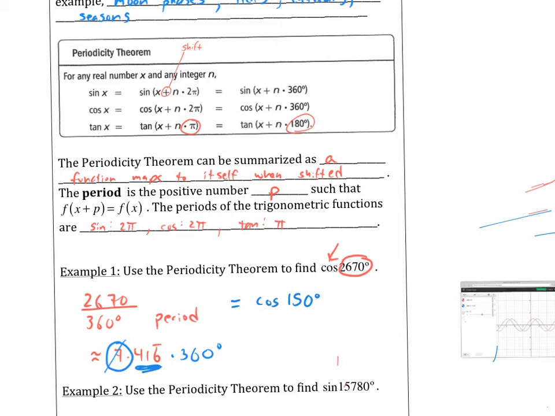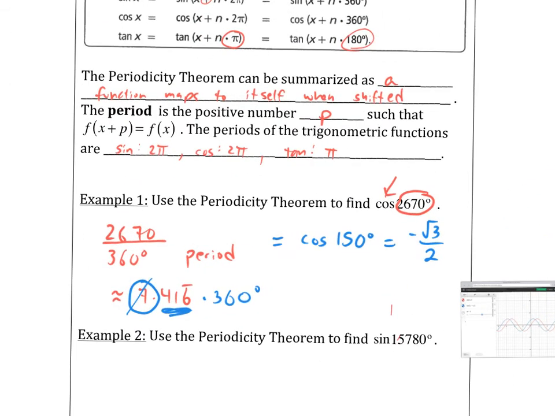Yeah, if there was no decimal, then it would just be the same. Now for cosine of 150, we actually know that exactly using our unit circle. And then negative radical 3 over 2 is what we get, and we can use the unit circle to do that. So this is an exact value.